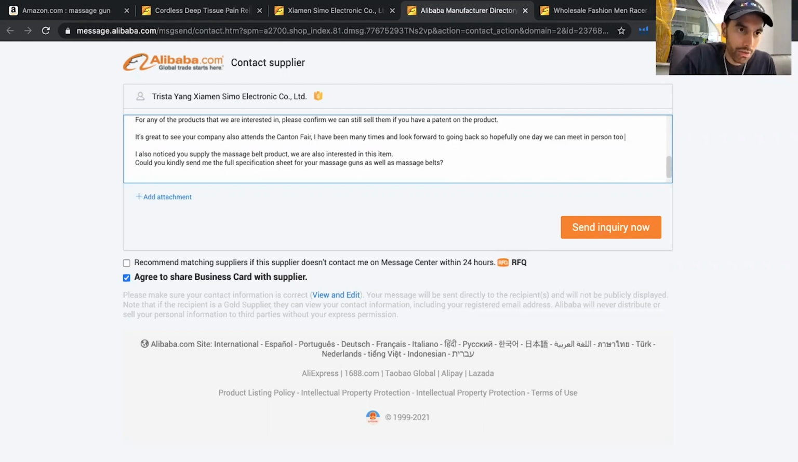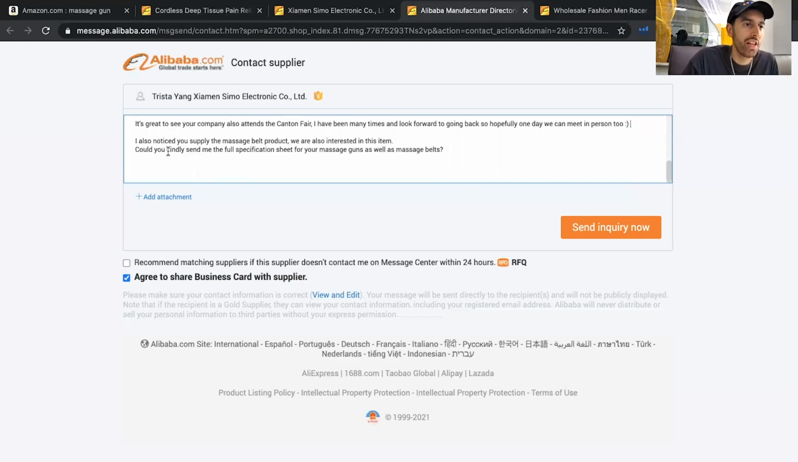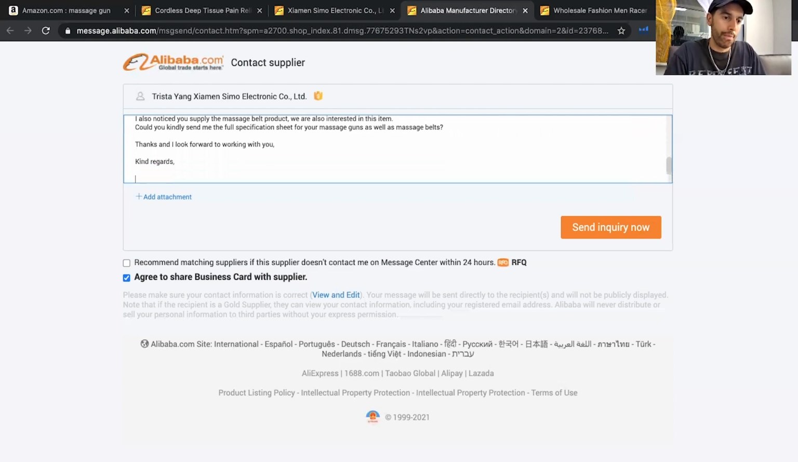Let me just put a little smiley face, spice it up a little bit. I also noticed you supply the massage belt product. We are also interested in this item. Could you kindly send me the full specification sheet for your massage guns as well as massage belts? Thanks, and I look forward to working with you. Kind regards, Kian. And that's us.